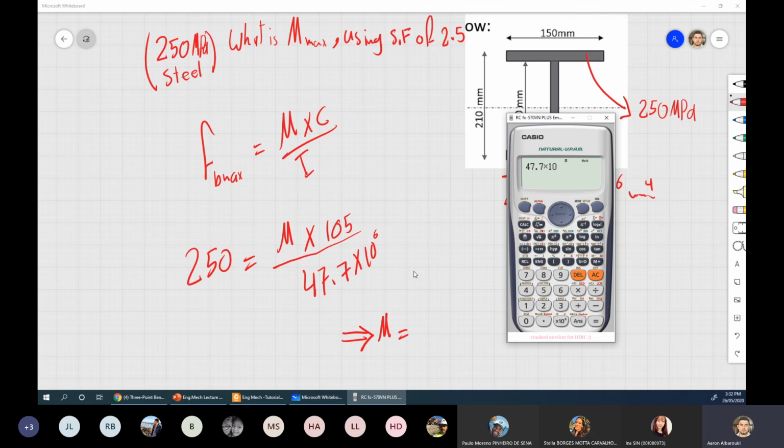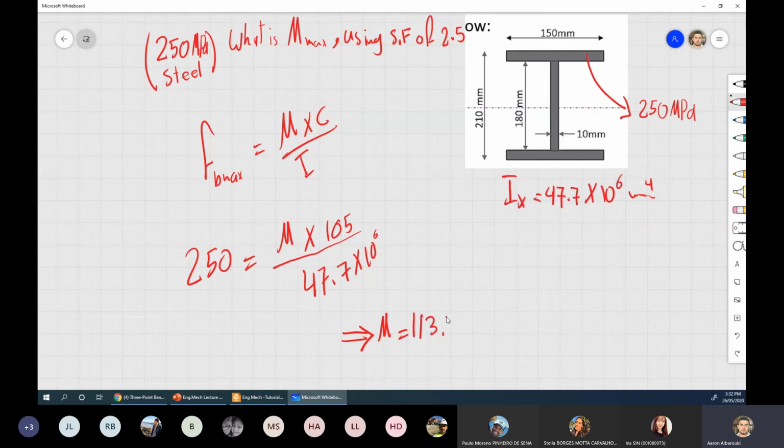47.7 times 10 to the power of 6, divided by 105, multiplied by 250. So that equals 113.57 kilonewton meter.